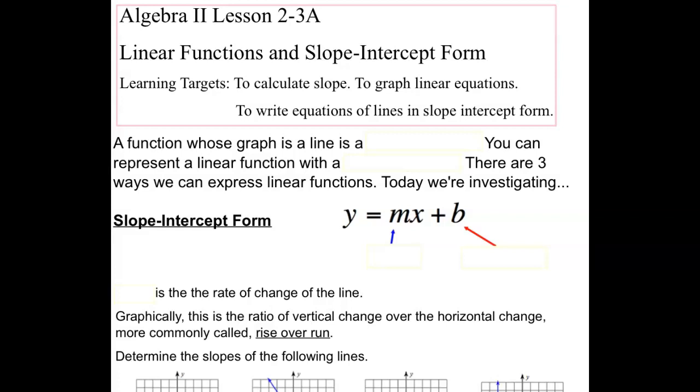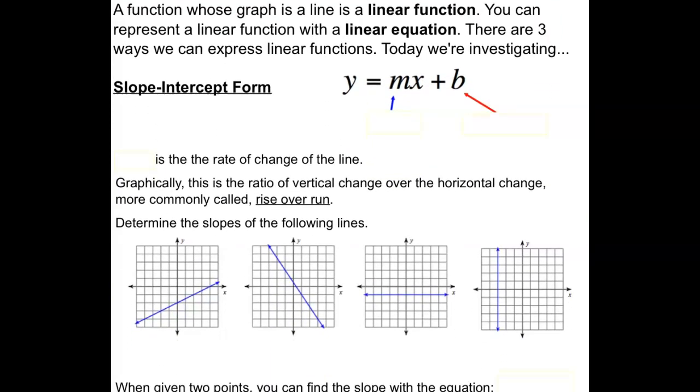So a function whose graph is a line is called a linear function. We can represent a linear function using a linear equation. And there are three ways we can express linear functions. Today we're investigating slope-intercept form. We also have what's called point-slope form and standard form that we will look at in a couple days.